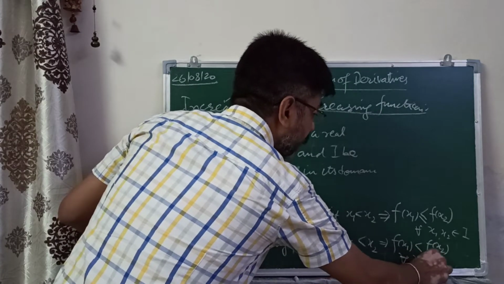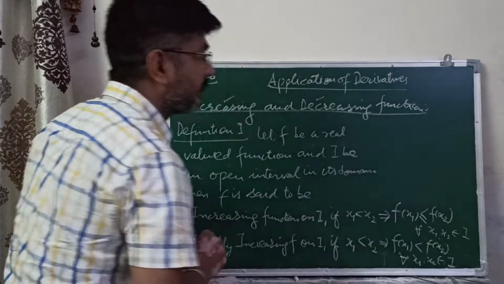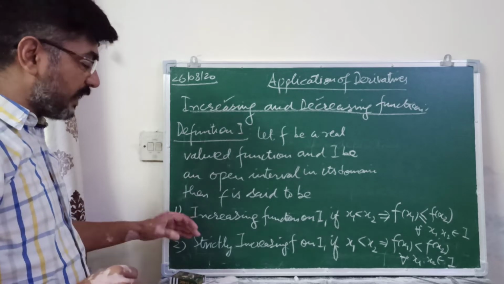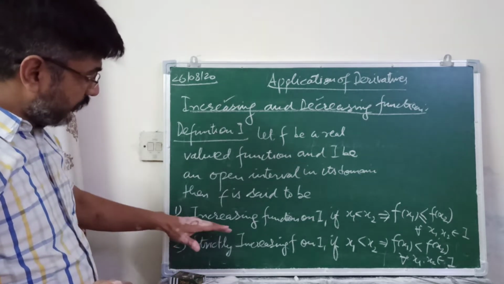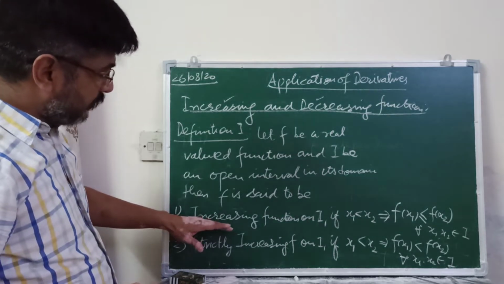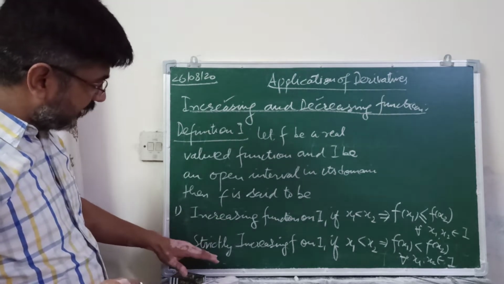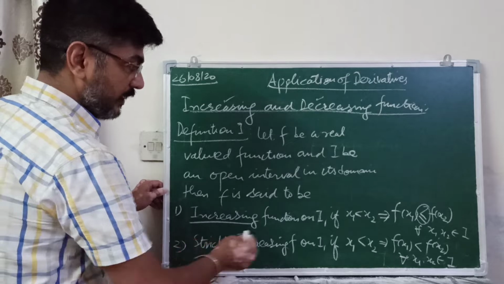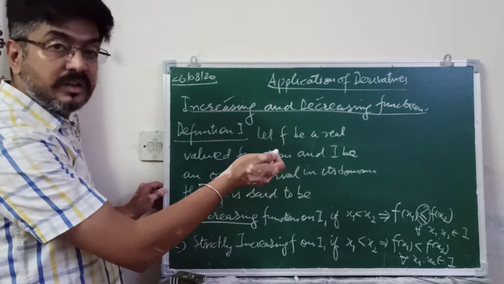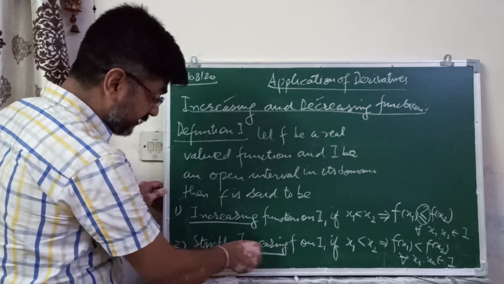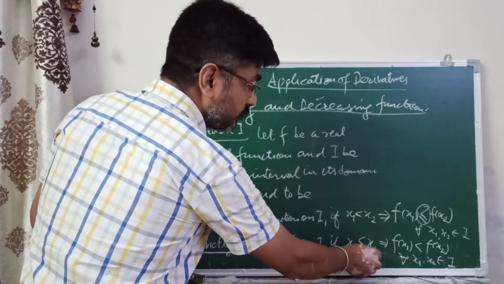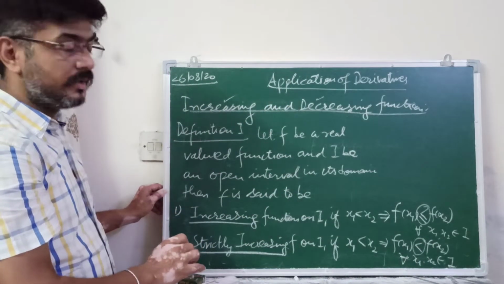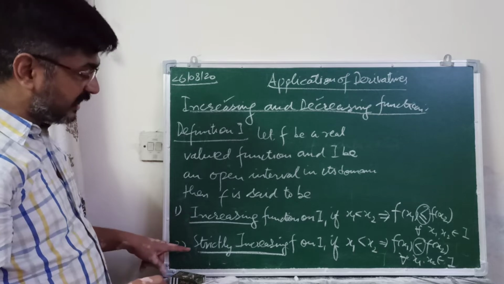For every x1, x2 belongs to I. Now these two parts are there of function, and now two parts will be for decreasing and strictly decreasing. First of all, I will tell you one difference between these two parts. If it is increasing, then it will be less than or equal: if x1 is less than x2, then fx1 is less than or equal to fx2. If it is strictly increasing, then x1 less than x2, but there is no chance of equality. Fx1 is always less than fx2. So this is about increasing and strictly increasing.